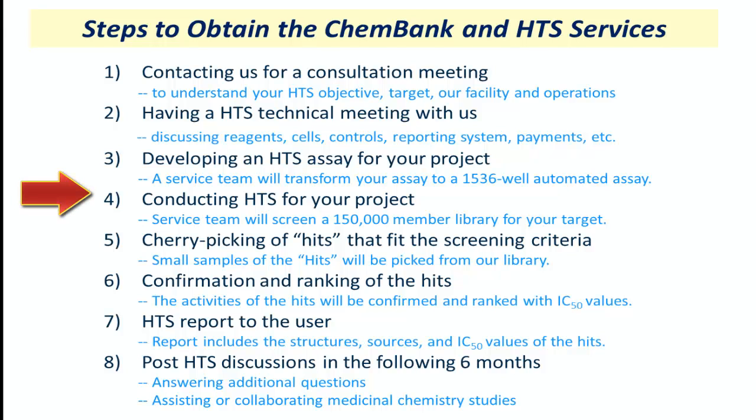4, when this is done, we'll conduct high throughput screening for your project. We'll screen our representative library of about 150,000 members for your targets. When this is done, the hits will be identified. We'll do cherry picking to find the hits, identify them, and organize them in a single place. Next, we'll confirm the hits' activity, and then we'll do IC50 to rank the potencies.